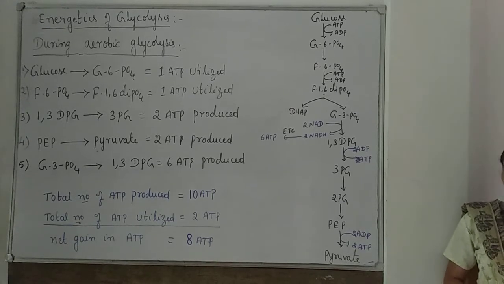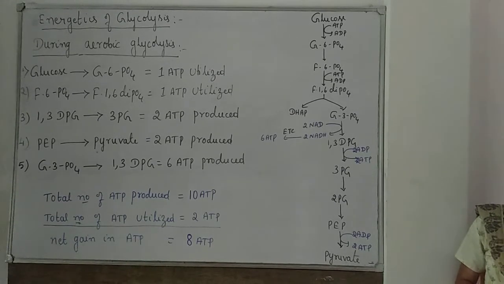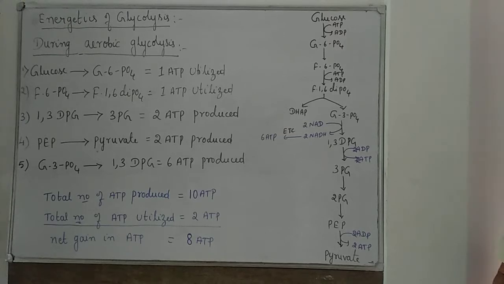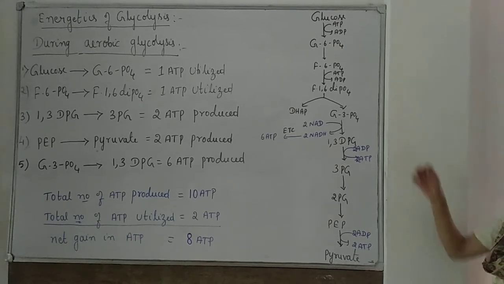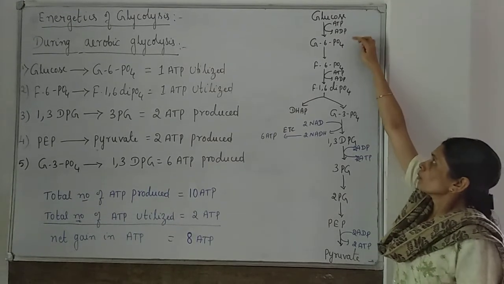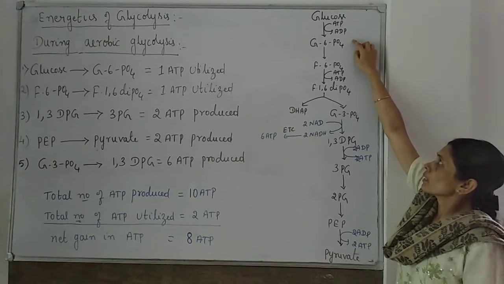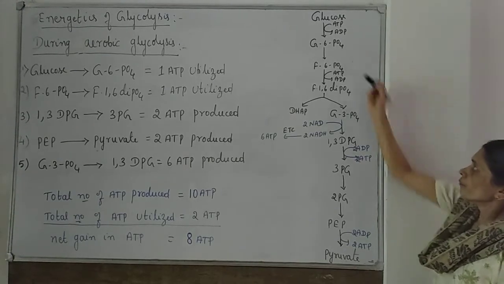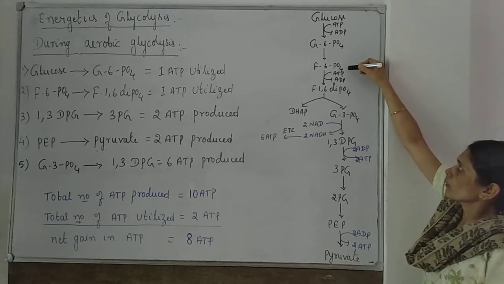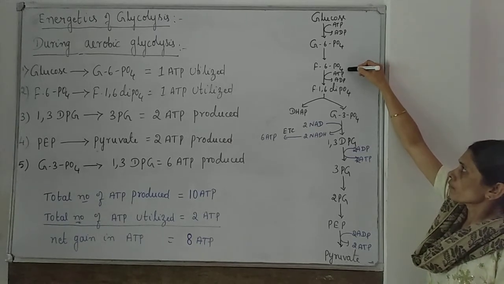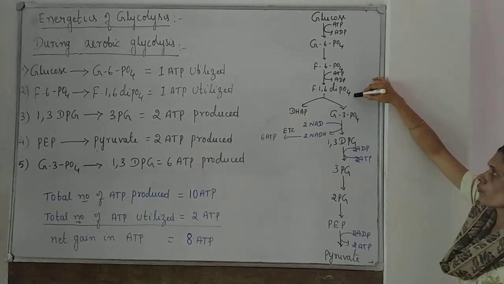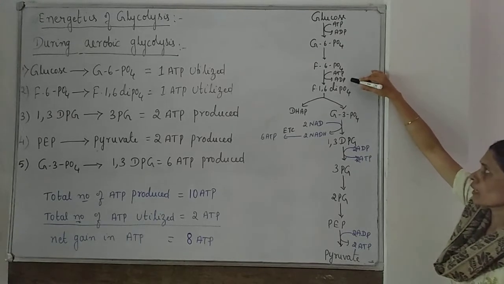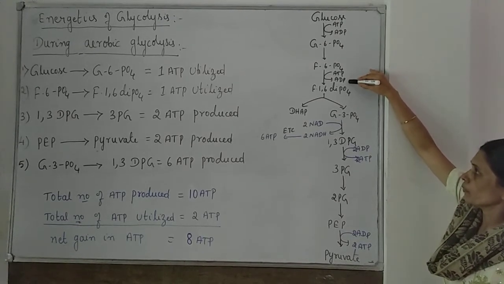Let us discuss the energies of glycolysis and the fate of pyruvate in today's video. This is an outline of glycolysis. Glucose is converted to glucose 6-phosphate by utilizing one molecule of ATP. Then glucose 6-phosphate is converted into fructose 6-phosphate. Fructose 6-phosphate is converted into fructose 1,6-diphosphate by utilizing another molecule of ATP.